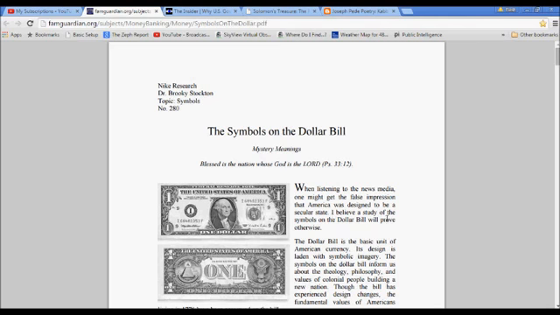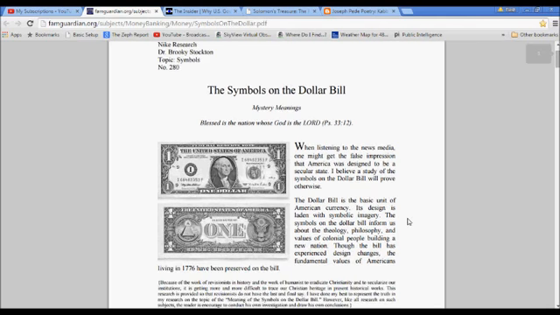This guy, he says, "I believe a study of the symbols on the dollar bill will prove otherwise. The dollar bill is the basic unit of currency, blah, blah, blah, blah, blah. Its design is laden with symbolic imagery. The symbols on the dollar bill inform us about the theology, philosophy, and values of colonial people building a new nation, though the bill has experienced design changes, blah, blah, blah."